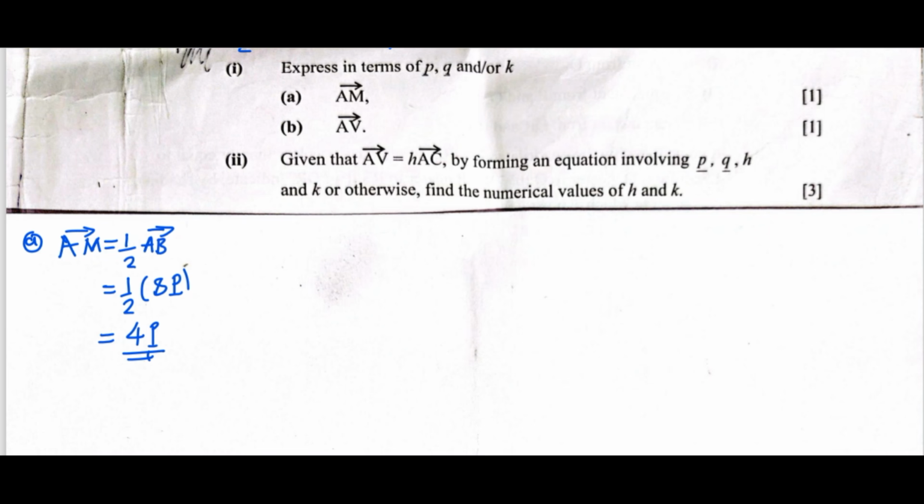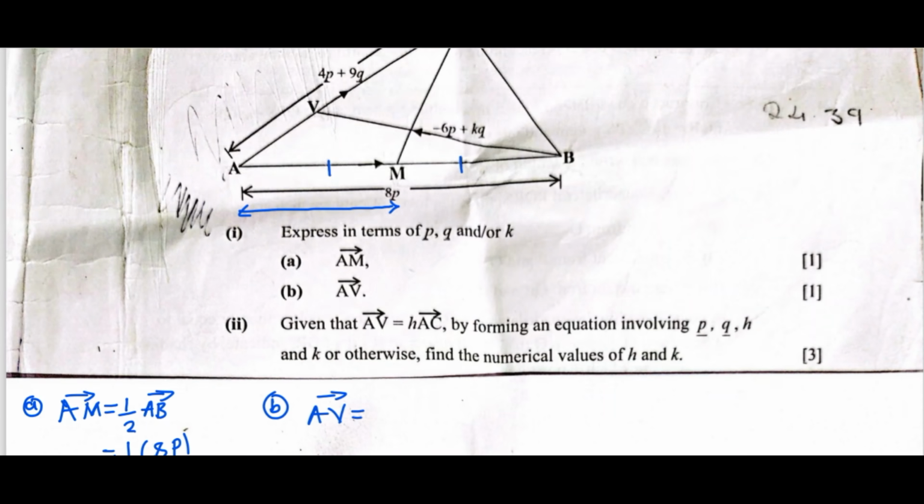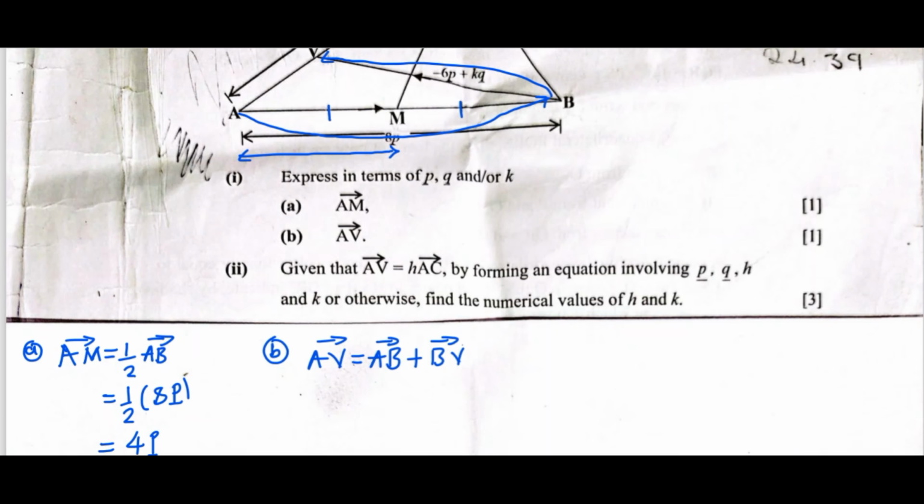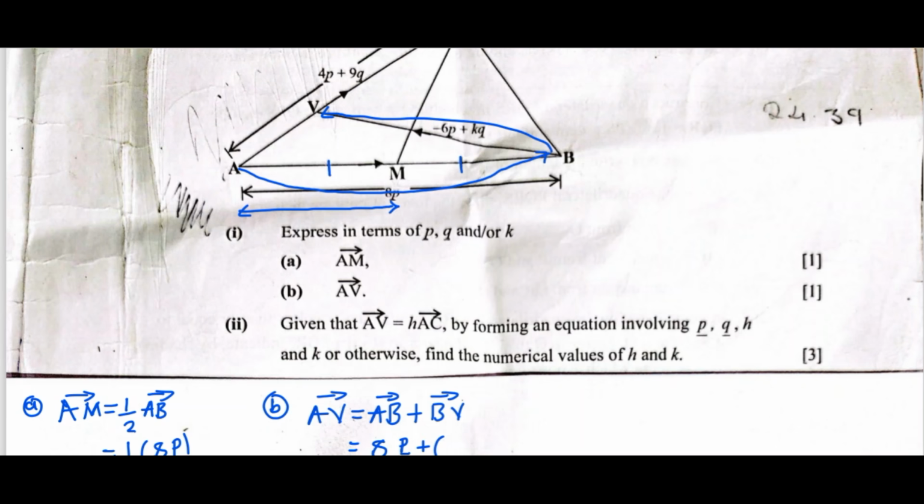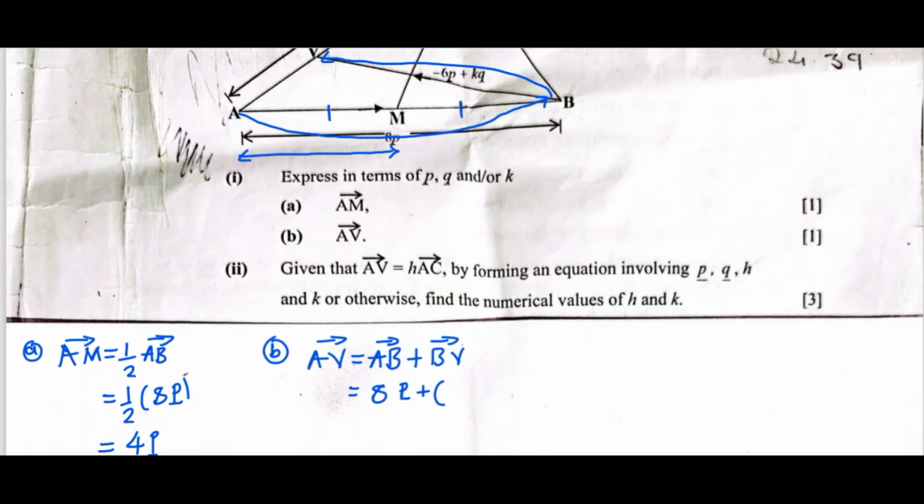Then for question B, we want vector AV. So let's go back to our diagram. So we want to move from A to V. We'll move from A to B since we have the vector, then B to V since we have these two vectors. So AV is equal to AB plus BV. Now what is the vector AB? We know it's 8P. Then plus what is the vector for BV? We have been given it's negative 6P plus KQ.